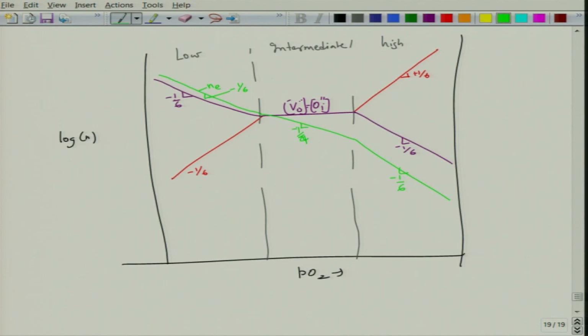Similarly, for holes, NH, same slope, and now it will reduce its slope to plus 1 by 4, and before it takes a slope of plus 1 by, sorry, this is plus 1 by 6. So, they will have slopes of plus and minus as per their character, but now the behavior has changed thus.